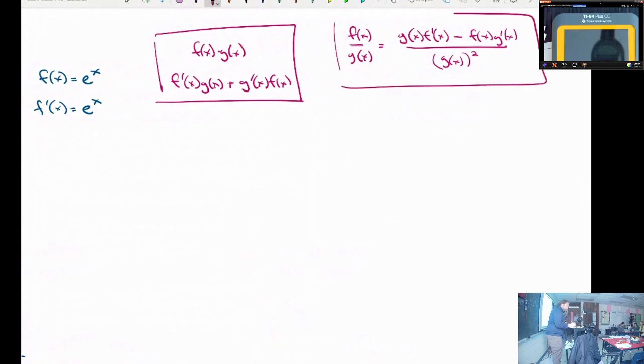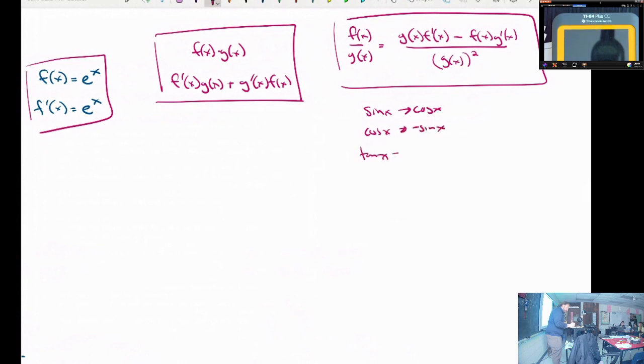Quotient rule. We already mentioned e to the x. You get your trig ones. Sine is cosine. Cosine is negative sine. Tangent is secant squared. Cosecant is negative cosecant x cotangent x. Those are all your trig derivatives.